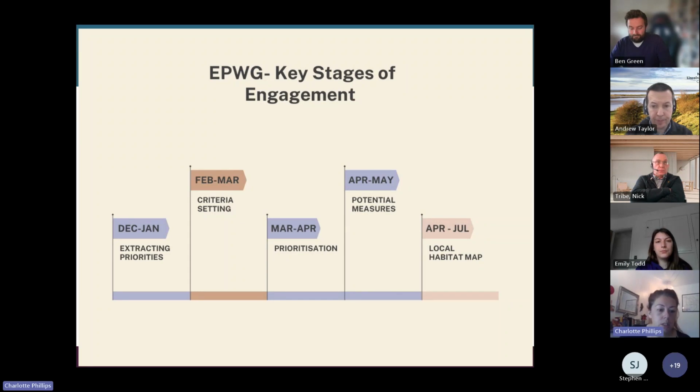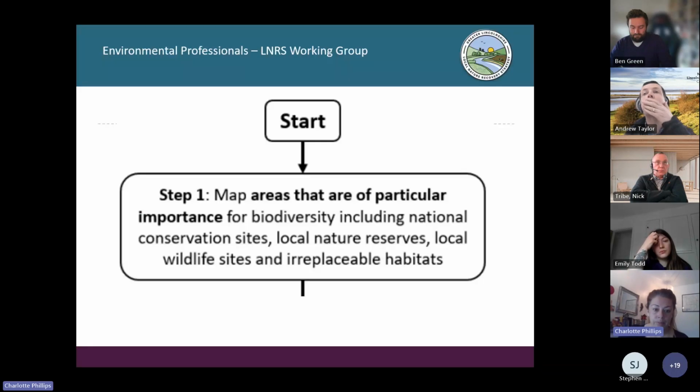Great, thank you. So yeah, the timeline for what we'd be looking at you helping us with. Initially we're looking at extracting priorities from the plans and strategies that you already have from your organisations. But then we would have a very long list. We're going to be looking at setting criteria and prioritisation. And then once we know what our priorities are, what are the potential measures and where could we put those in place? So that's the general timeline of what we're going to be asking you to help us with.